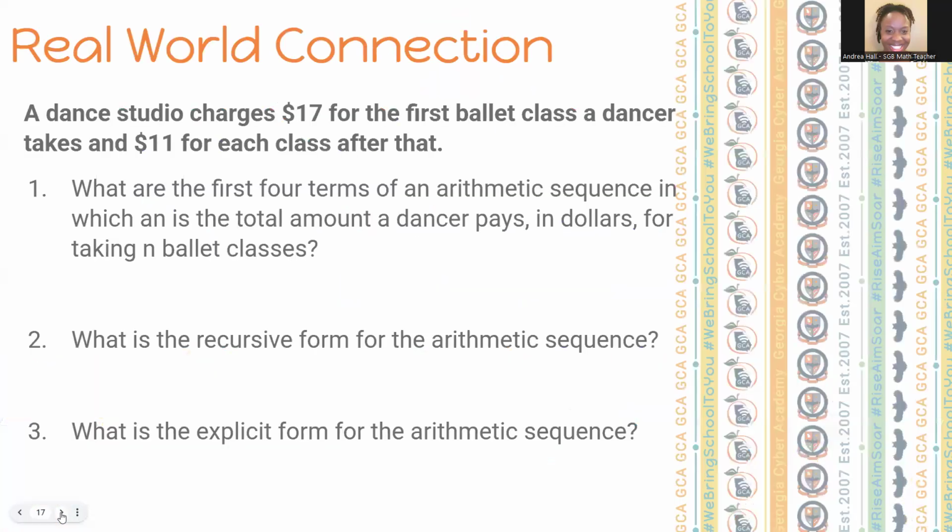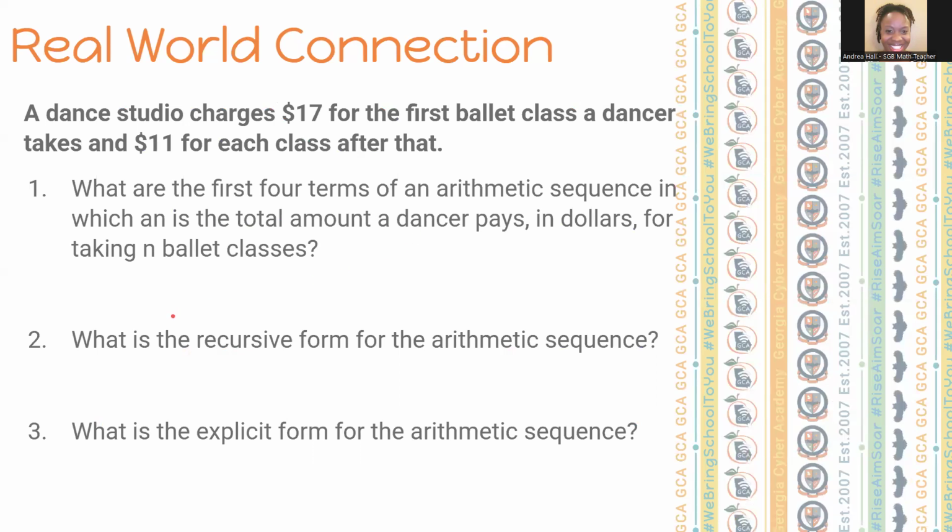All right, a dance studio charges $17 for the first ballet class a dancer takes and $11 for each class after that. What are the first four terms of an arithmetic sequence in which the total amount the dancer pays, in dollars, for taking n ballet classes? Okay, what are the first four terms? So they want you to come up with the first four terms.